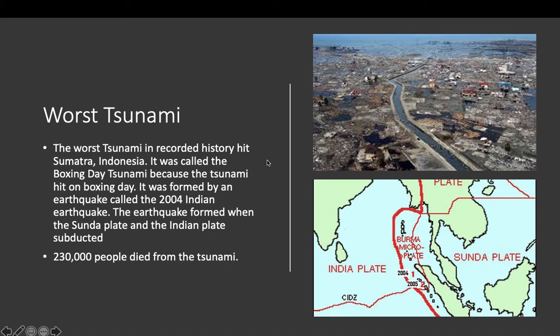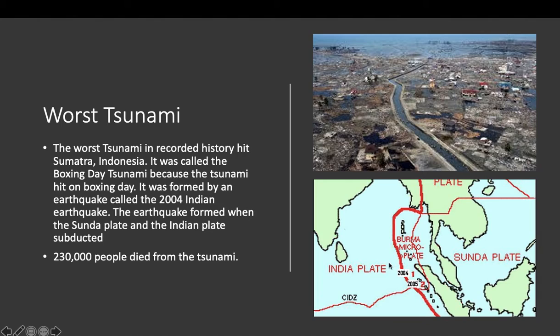So now we're going to talk about the worst tsunami in recorded history. The worst tsunami hit Sumatra, Indonesia, and it's called the Boxing Day tsunami since it happened on Boxing Day. And it was formed by an earthquake called the 2004 Indian Ocean earthquake. And this is when the Indian plate subducted underneath the Sunda plate, and more specifically the Burma microplate.